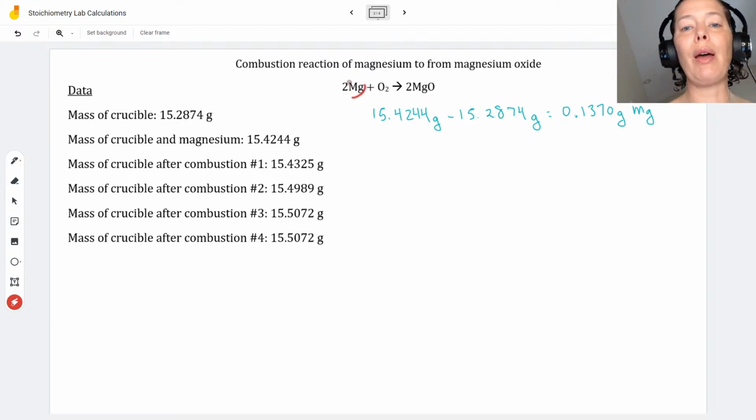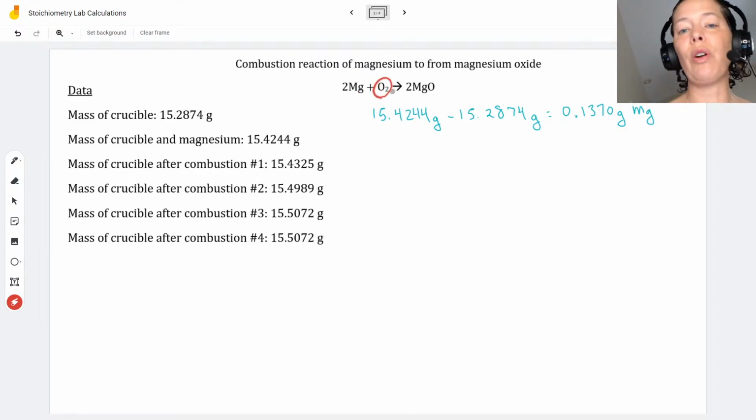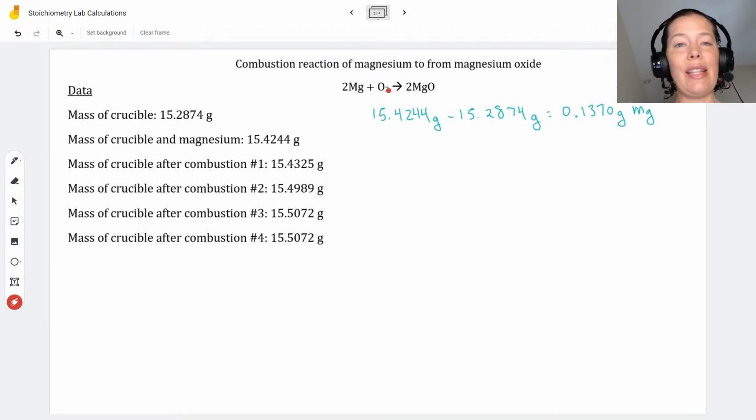Well, it's going to be my magnesium. I can think of having basically an unlimited amount of oxygen at this point. So once the magnesium has completely combusted, then no more reaction is going to occur. So that's how I determined my limiting reagent for this problem, even though I didn't have an actual mass or number of moles for my oxygen. It's just in the atmosphere. I can use as much as I want.